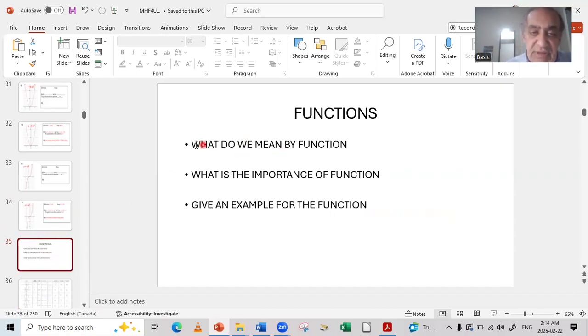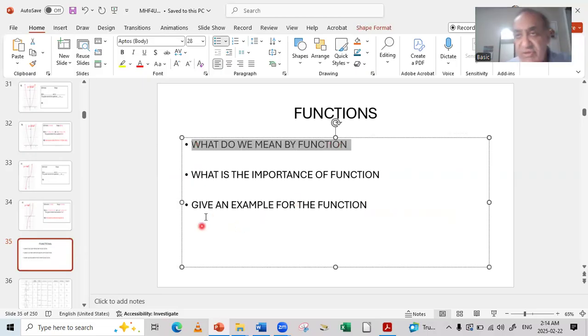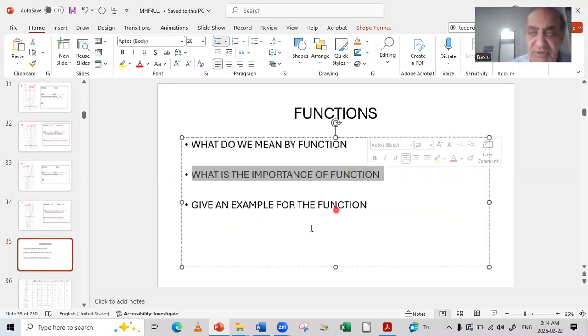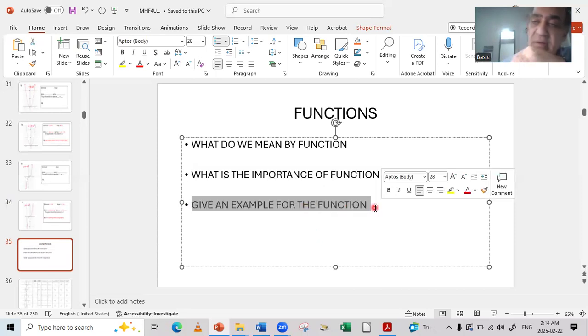In this part, I just want you to understand the idea of a function. What do we mean by a function? What's the importance of a function? Because a function always measures two variables that are both changing. One value of x corresponds to one value of y. For example, take the quantity and the price. The quantity is affected by the price. If the price goes up, the quantity will go down. If the price goes down, the quantity will go up. Both of them are changing. This is why we call it a function.